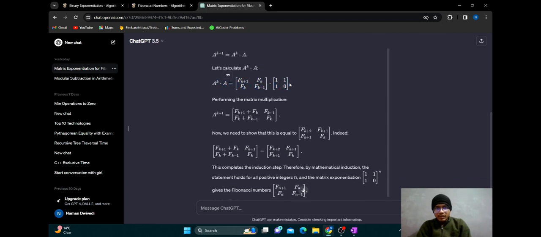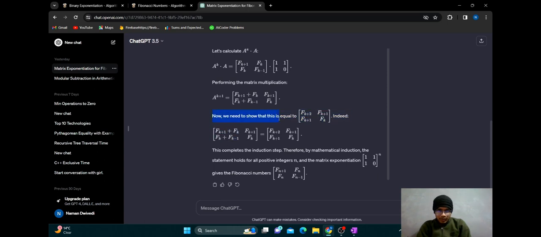Here we will multiply the matrices. So f of k plus 1, and A is the original matrix. The first cell is f of k plus 1 plus f of k, because f of k plus 1 into 1 equals f of k plus 1, and f of k into 1 equals f of k. So these two will be added. For this column it is f of k plus 1 into 1 plus f of k into 0, so it is f of k plus 1. For this it is f of k plus f of k minus 1, and for this it is f of k.